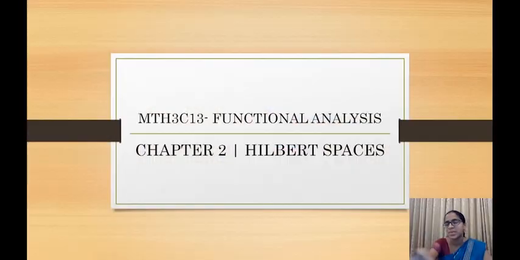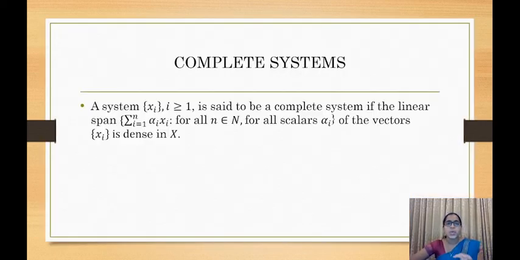Let us continue with our section, Chapter 2, Hilbert spaces. Now, in the previous lecture, we had done the inequality called Bessel's inequality. Now, what we are going to do is move on to a new definition. It is about the concept of complete system. So, when do we call a system to be complete?